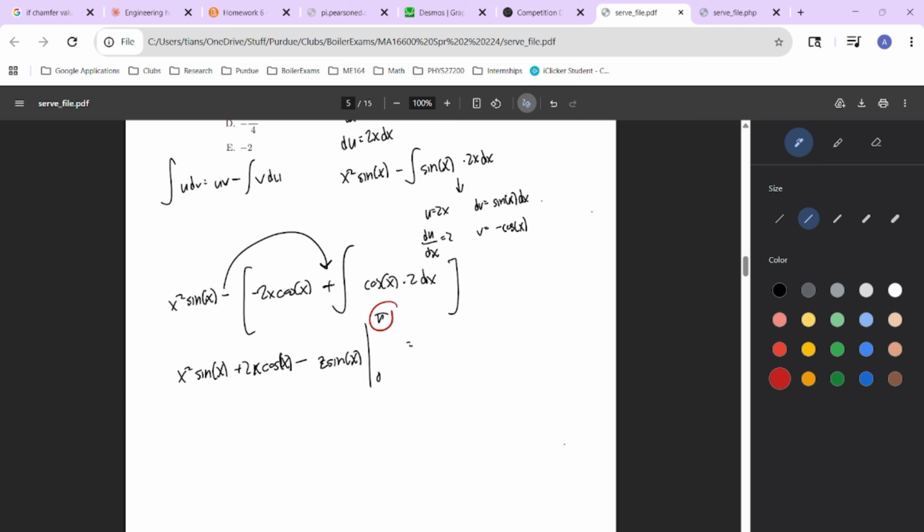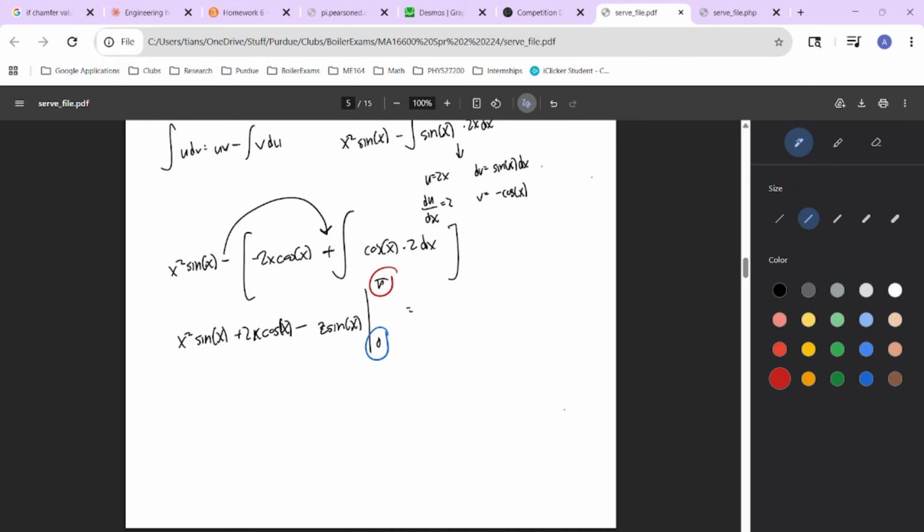I'll do all these calculations in red and all these calculations in blue. That would become pi squared sine of pi plus 2 pi cosine of pi minus 2 sine of pi, and then that'd be minus 0 squared sine of 0 plus 2 times 0 cosine of 0 minus 2 sine of 0.